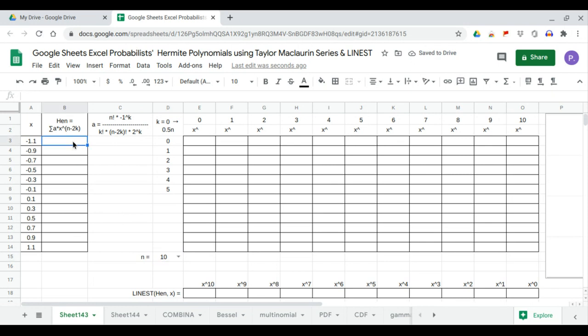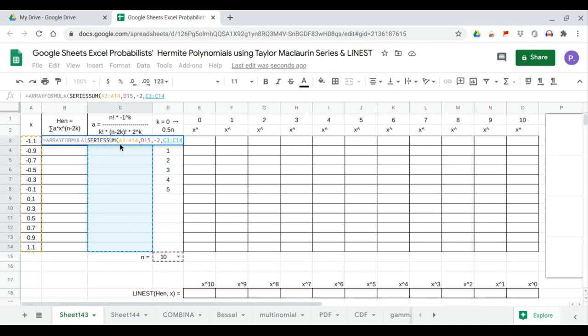And we'll use the series sum to generate the expansion. Our formula, series sum of the x values raised to the power n minus 2k. So starting with n, and the interval is minus 2k. So minus 0, minus 2, minus 6. So the interval is negative 2. And the coefficient will be this range. This is the coefficient a.